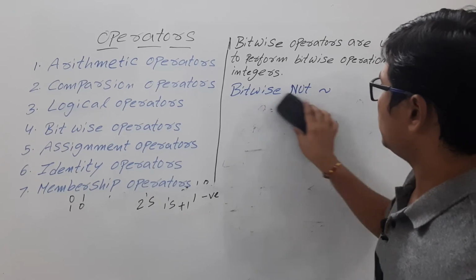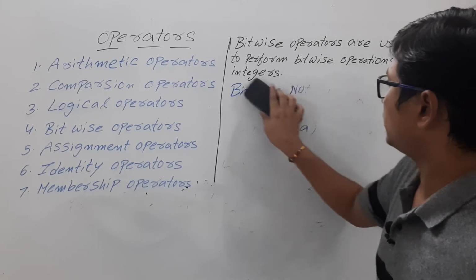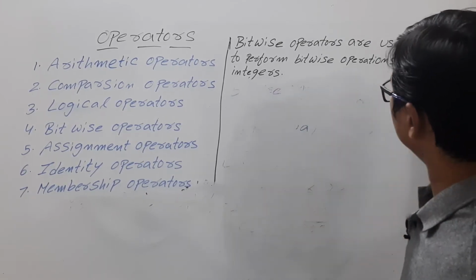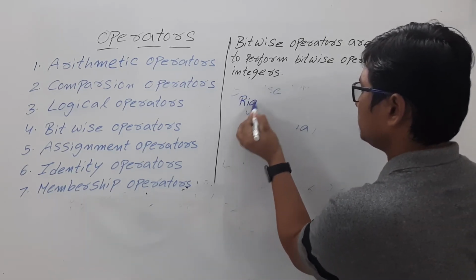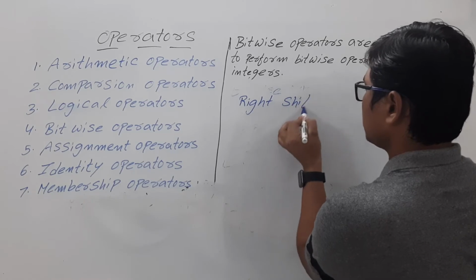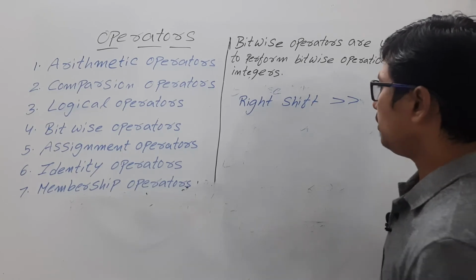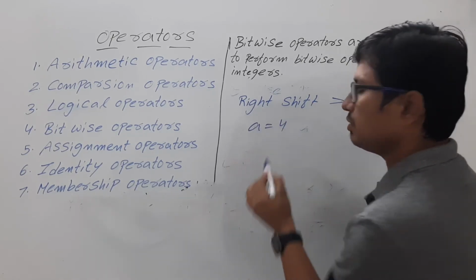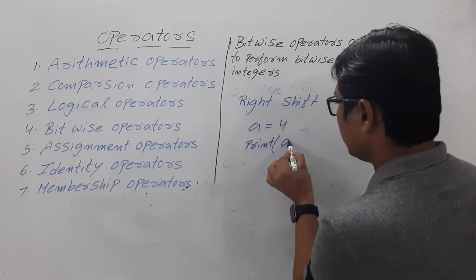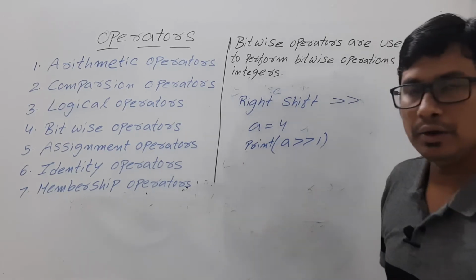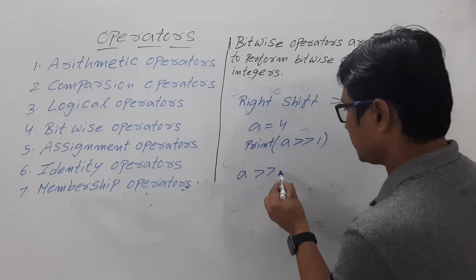Now let me discuss the right shift and left shift. These are the shift operators in bitwise operations. Now let me discuss the right shift. The right shift will be represented like this. Let's take that a value is equal to 4, and if I write a statement print a right shift 1. Now the right shift will be represented like this: a right shift operation b.